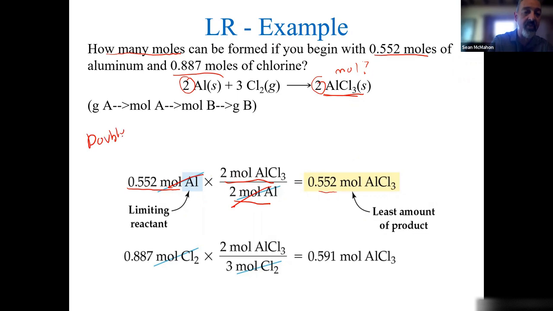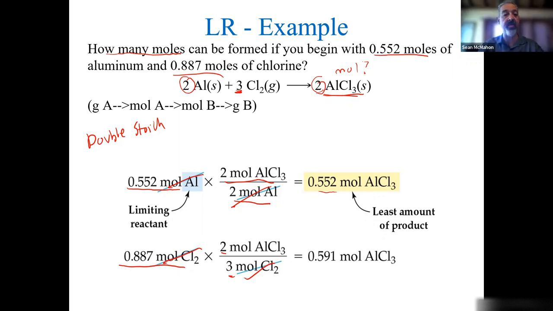That's why it's called a double stoich. Why? Because now they're giving me the amounts of both. I start with 0.887 moles of chlorine. I see in my balanced equation, there's 3 moles of chlorine for 2 moles of aluminum chloride. The moles of chlorine cancel. I'm left with moles of aluminum chloride, and I see 2 amounts. So which one do I pick? I pick the smaller amount.